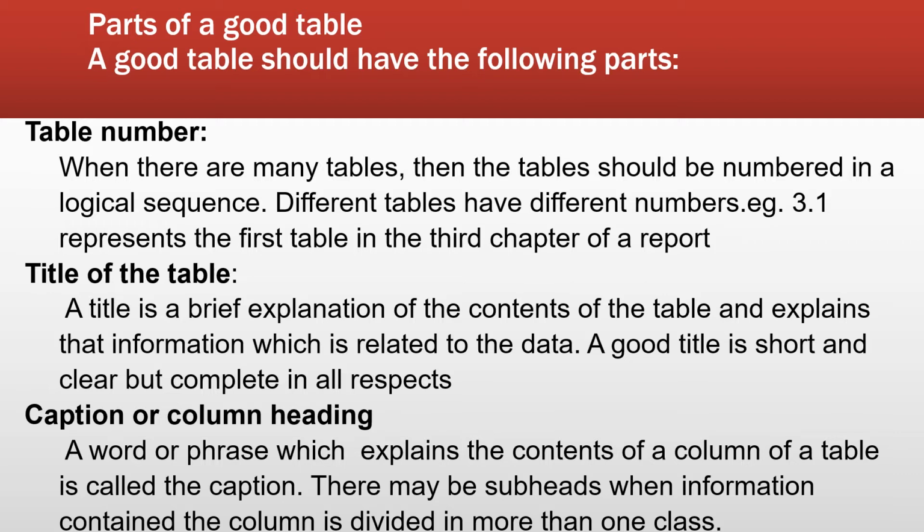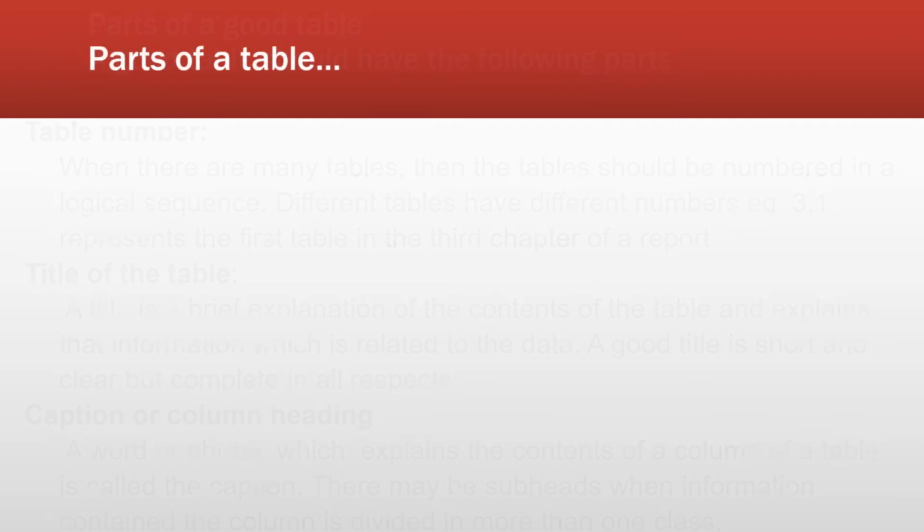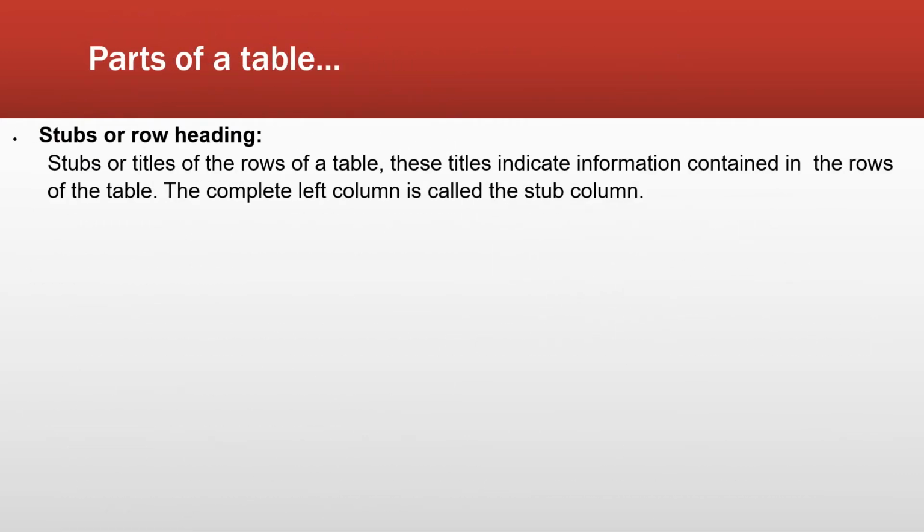Now what is a column heading? A word or a phrase which explains the contents of a column of a table is called a caption. There may be subheads when information contained in the column is to be divided in more than one category or class. Next we have the stubs or the row heading. Now stubs are the titles of the rows of a table. These titles indicate information contained in the rows of the table. The complete left column is called the stub column.